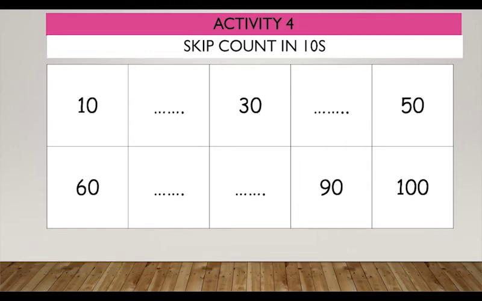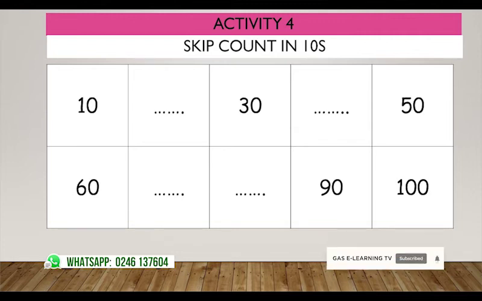Alright, so I have 10 being the first number. I skipped the next number to 30. I skipped the next to 50. Then to 60, I skipped the next two numbers. Then I moved on to 90 and 100. So you are going to fill in the missing numbers. That is skip count in tens. Hope you can do it right.